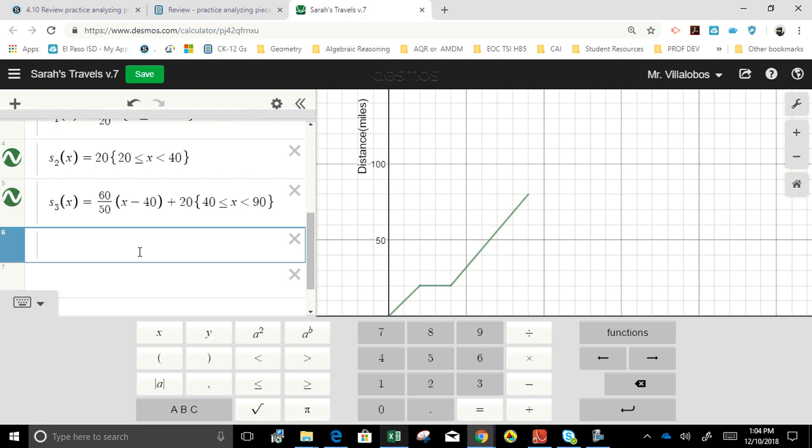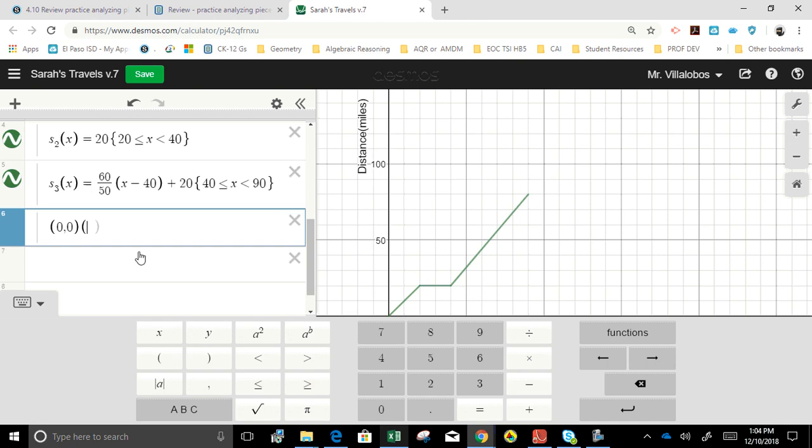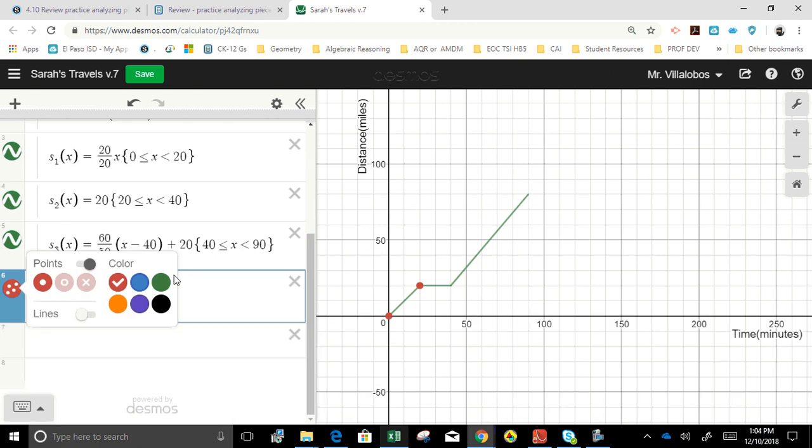I would like to add points to my graph. So I'm going to do open parentheses. I started at 0, 0. And then I put a comma, and then open parentheses, right? And then it was in 20 minutes, she went 20 miles. That's my next point. I would like to change these to green. I would love to leave it for Christmas colors like that, but I'm going to put them green.